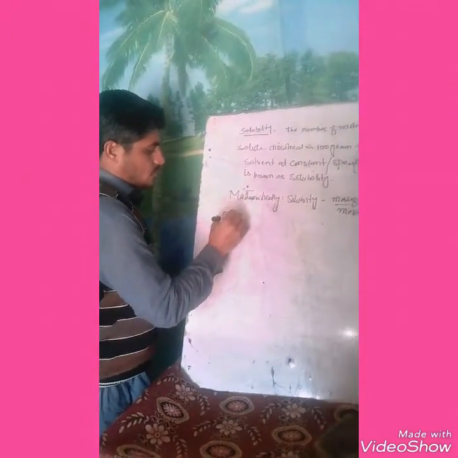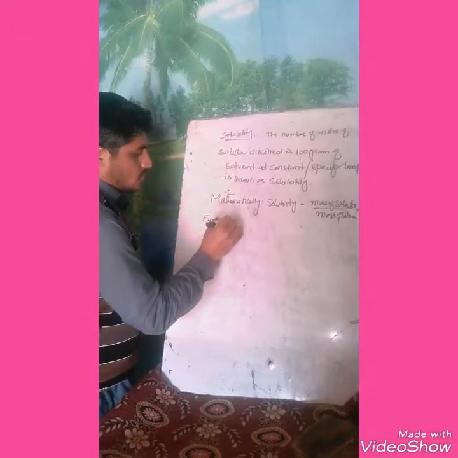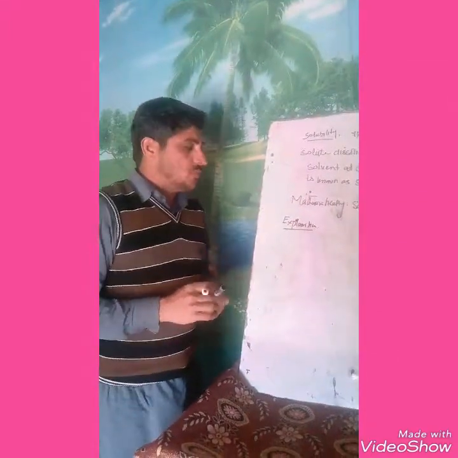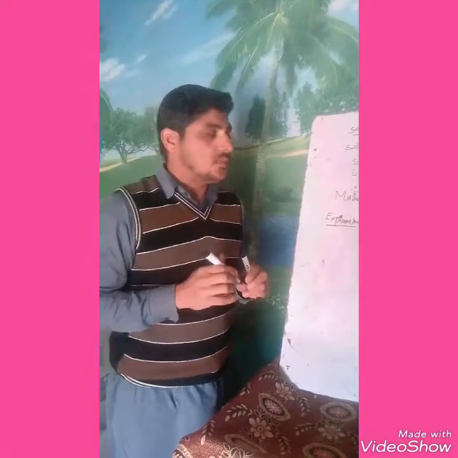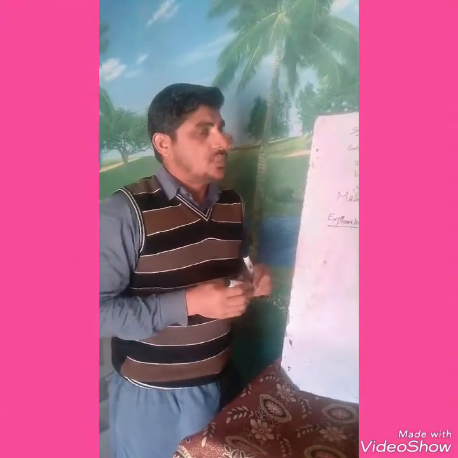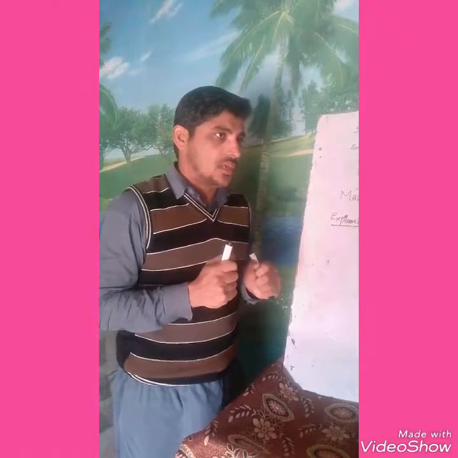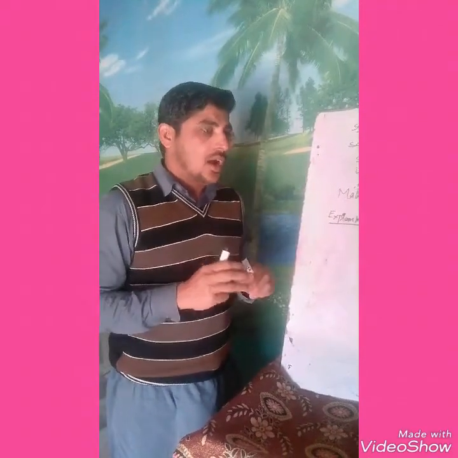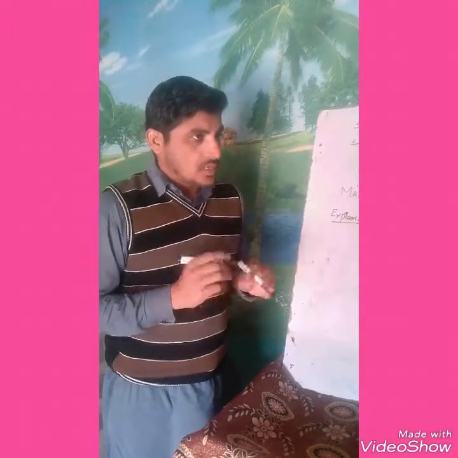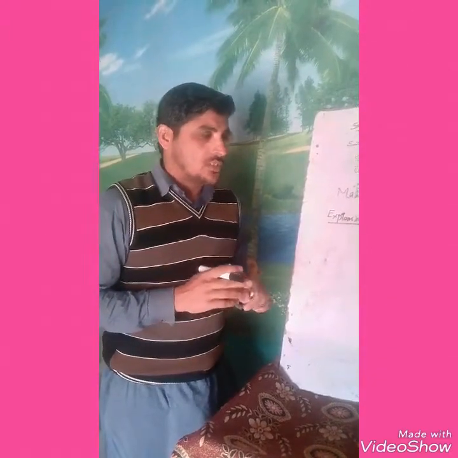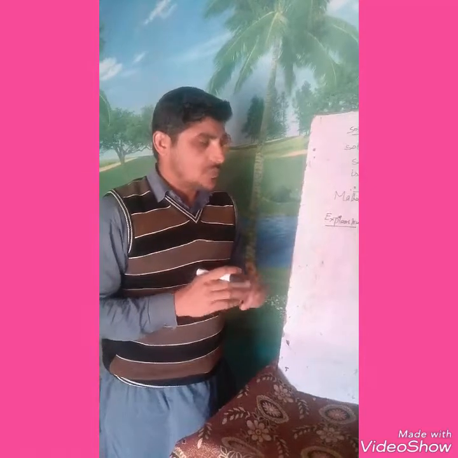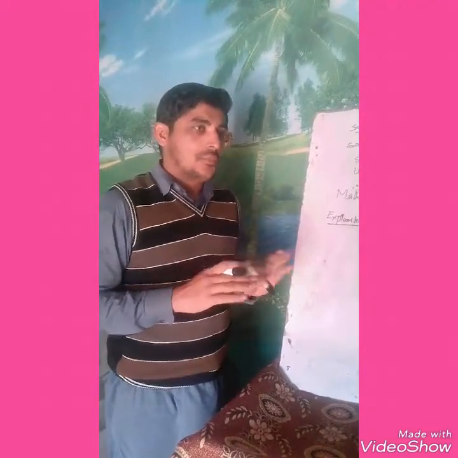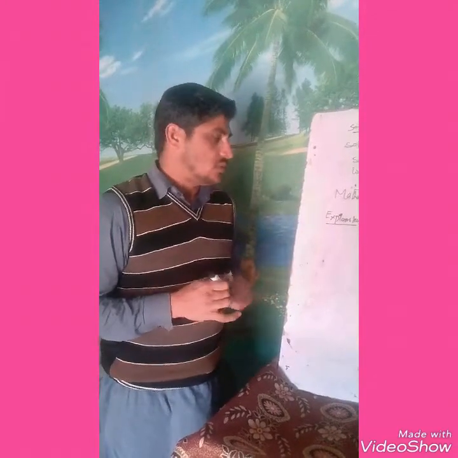Explanation. Solubility occurs in three steps. When a solute comes in contact with a solvent, first of all, ion-dipole interaction is produced. In the second step, ion-dipole interaction is also produced. In the third step, the solute particles mix with the solvent and are completely soluble in the solvent.